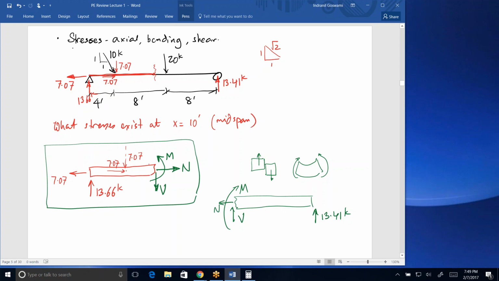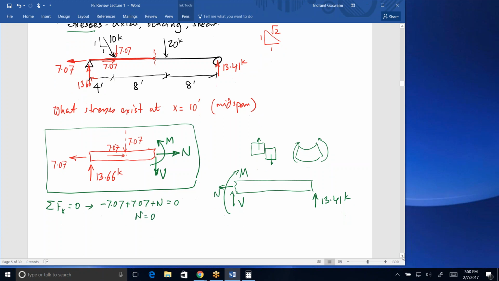Now, in order to figure out these internal stresses, we need to figure out what the moment is, we need to figure out normal forces, and so on. So if I look at summation of forces in the x direction for this substructure, I see there is a negative 7.07, there's a positive 7.07, and there is N. That obviously means that N is 0. By the time we get to N, the axial forces have balanced out, and so there's nothing left over at N. So N is 0. So there is no normal force.